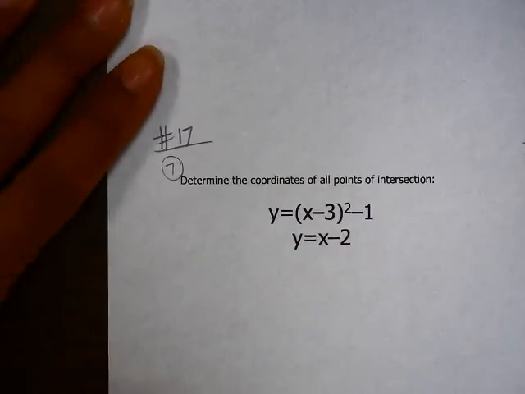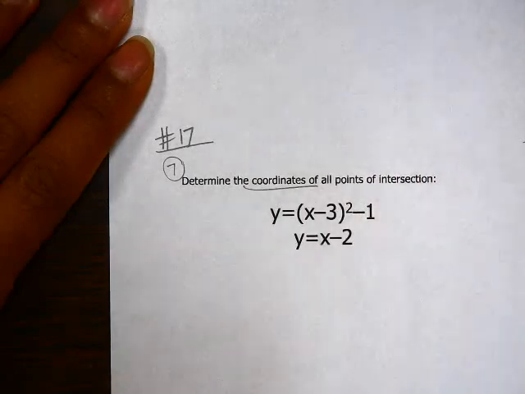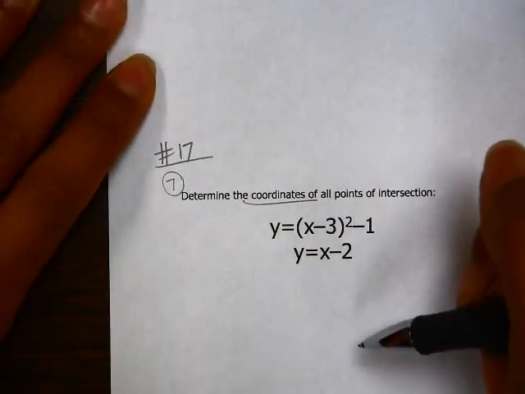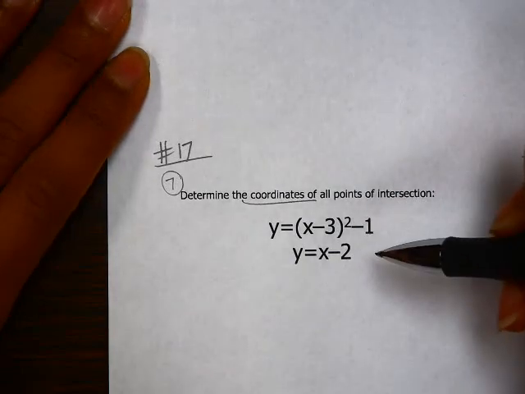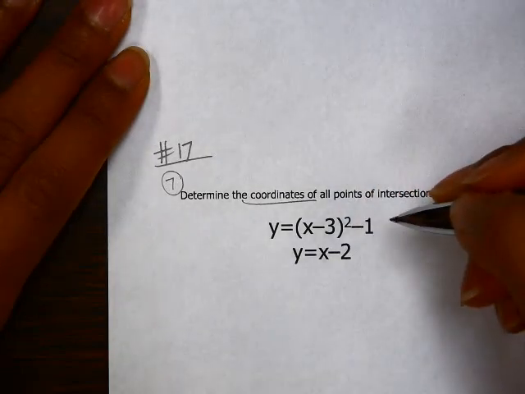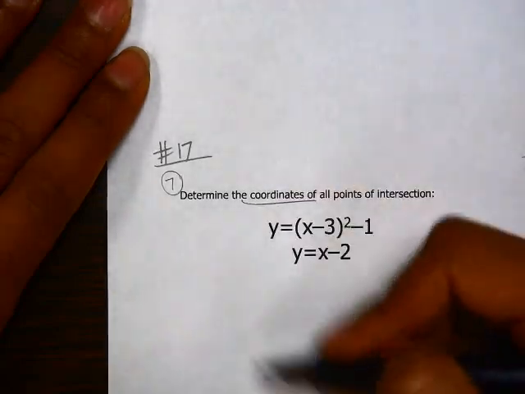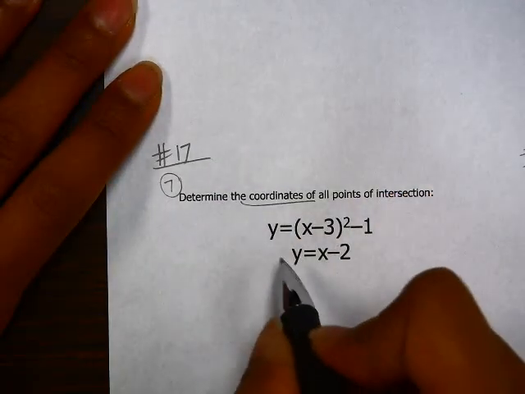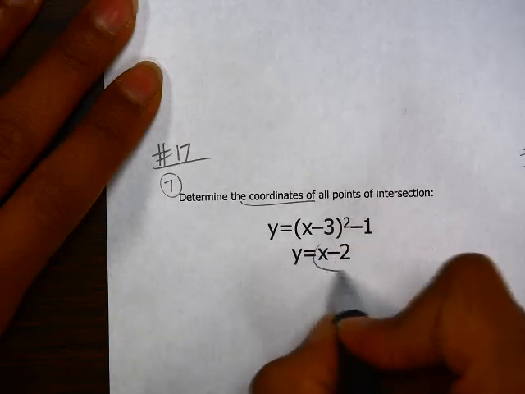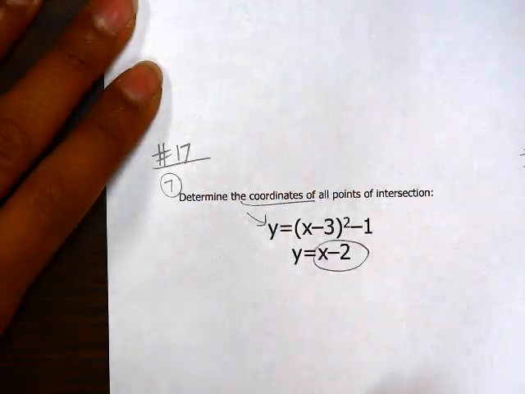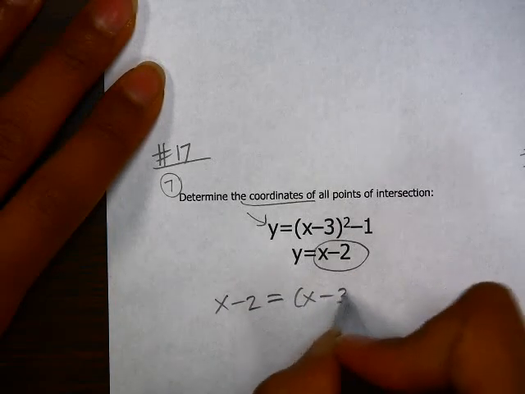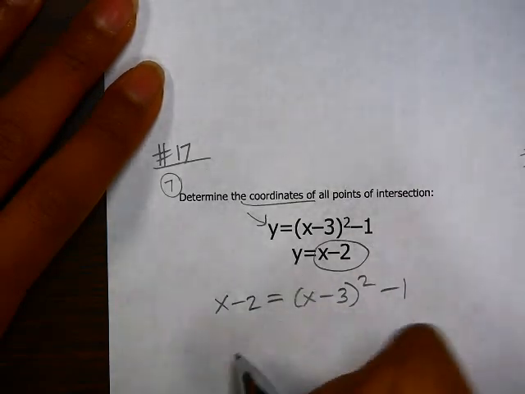Okay, now looking at problem number 17, determine the coordinates of all points of intersection. We can do this graphing both of these and then finding the points where they intersect, or do it algebraically. So since we don't have a grid here, I'm just going to go ahead and show this algebraically. We can substitute using the equal values method x minus 2 in place of the y. By doing that, we get x minus 2 equals x minus 3 squared minus 1.